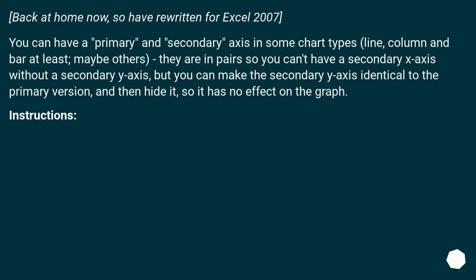Back at home now, so have rewritten for Excel 2007. You can have a primary and secondary axis in some chart types, line, column and bar at least, maybe others. They are in pairs so you can't have a secondary x-axis without a secondary y-axis. But you can make the secondary y-axis identical to the primary version, and then hide it, so it has no effect on the graph. Instructions.